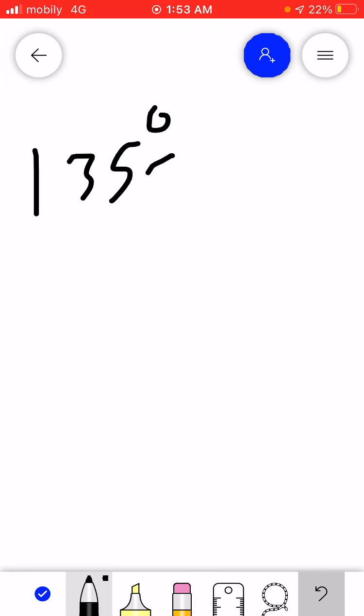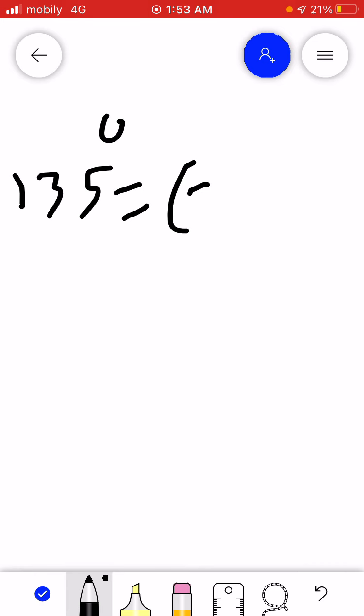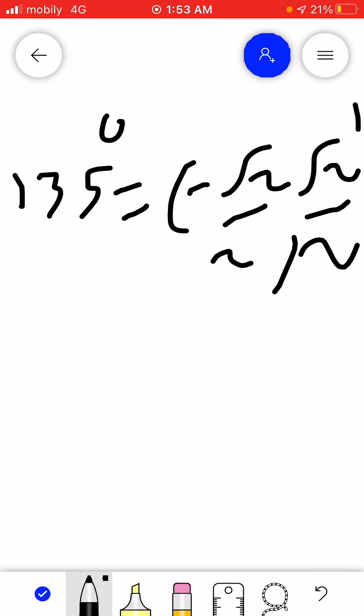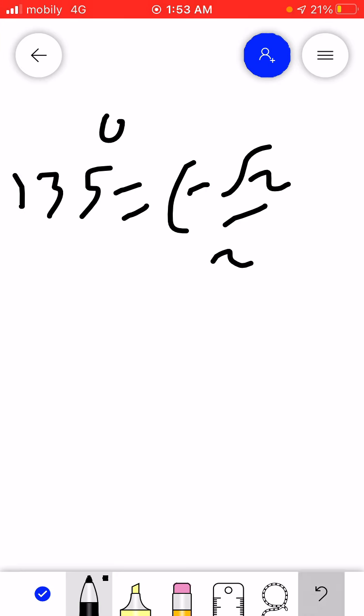Sorry for not writing. The board is pretty small. So yeah, 135 degrees equals negative root 2 over 2 and positive root 2 over 2. All right, that's for the 45 degree.